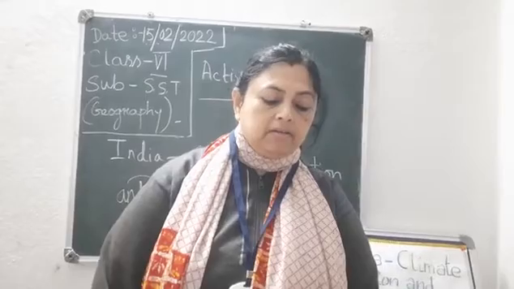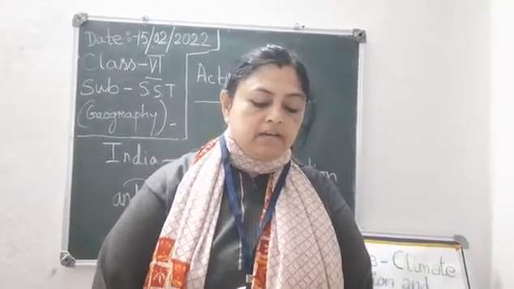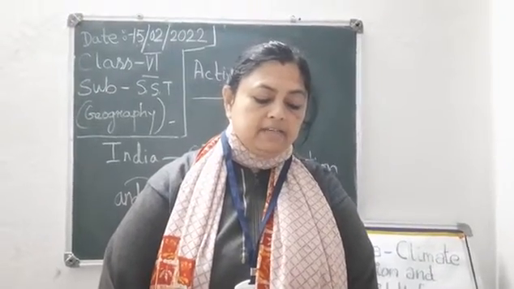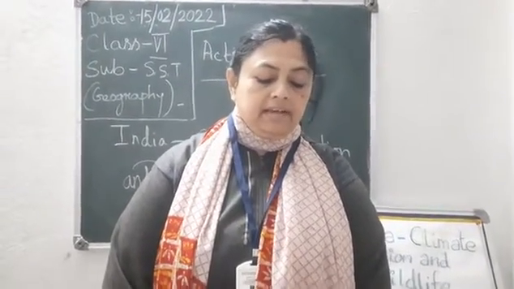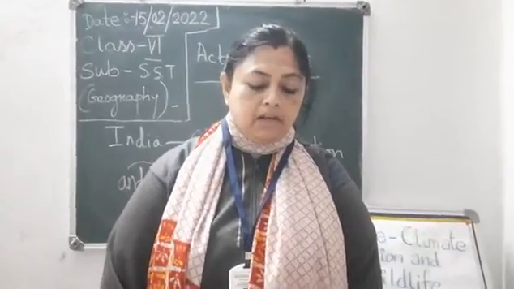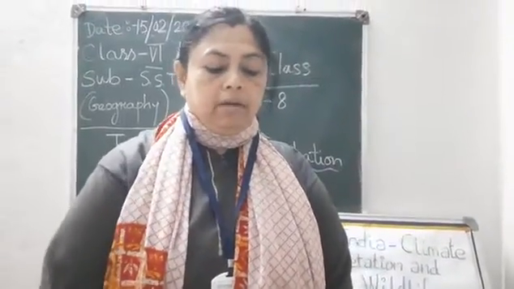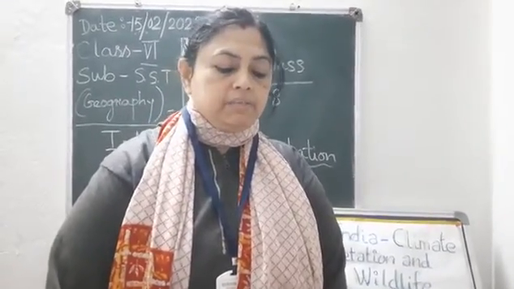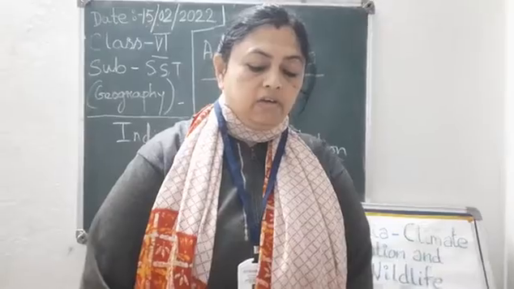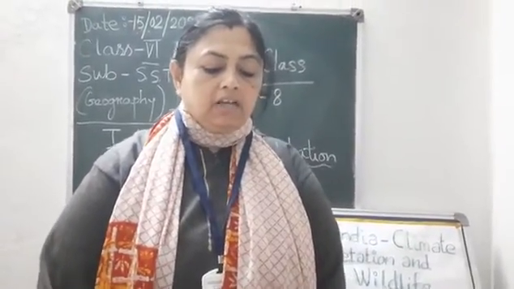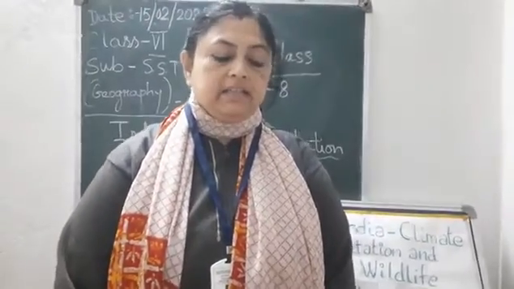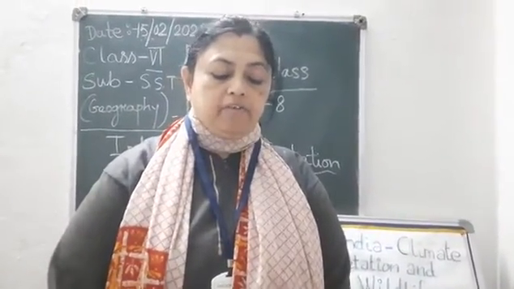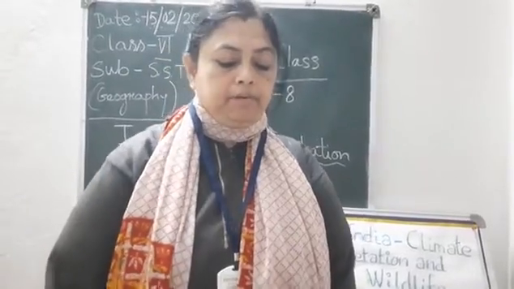Then we will talk about the thorn forest. These forests are found in areas which have less than 100 centimeters of rainfall. They are the areas of Rajasthan, Gujarat, Punjab and Haryana. Then the mountain vegetation: the vegetation of the mountain regions varies with the altitude, that is height. The tropical deciduous forests lie in the foothills of the Himalayas and the hilly regions of Bihar, Bengal, Odisha and Madhya Pradesh.